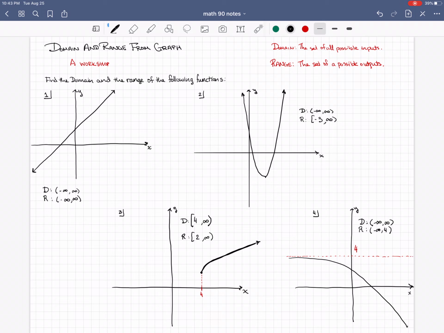So that's our little workshop on domain and range from the graph. I hope that you were able to do well, and I hope that your confidence level grew through watching this. You'll notice that you do have some problems in your homework. I believe homework 6 this time deals with, hey, here's a function, here's its graph, determine its domain and its range.